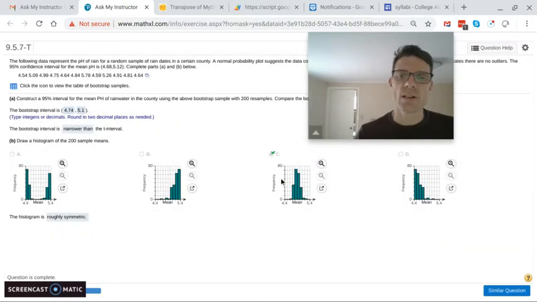Okay. So that's how to do number 5. I hope that helps a little bit. The toughest thing is just transposing the data so that then you can find the means.